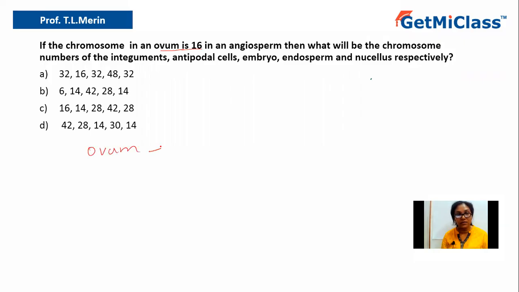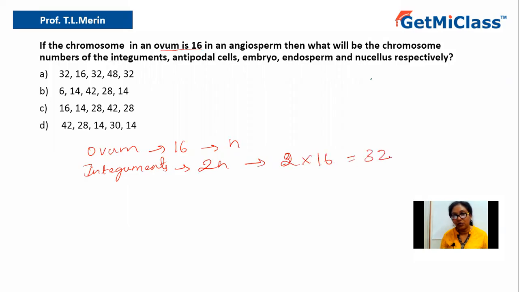Ovum, we know, is haploid in nature, so that is nothing but N, and N is 16. Now, integuments are diploid in nature. They consist of diploid cells. These are the protective cells present around, within the ovule. So these are 2N. What do we mean by 2N? 2 into N, that is 2 into 16, so that will be 32. So integument will be 32.